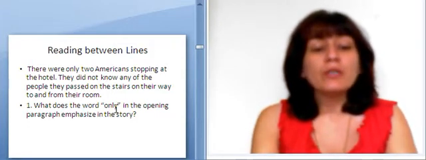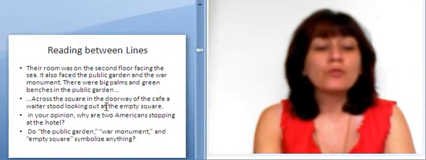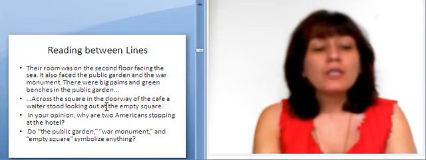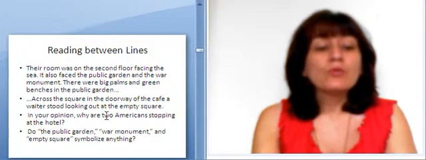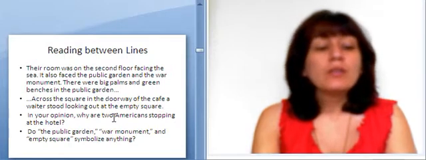Their room was on the 2nd floor, facing the sea. It also faced the public garden and the war monument. There were big palms and green benches in the public garden. Across the square in the doorway of the cafe, a waiter stood looking out at the empty square. In your opinion, why are 2 Americans stopping at the hotel? Do the public garden, war monument, and empty square symbolize anything?